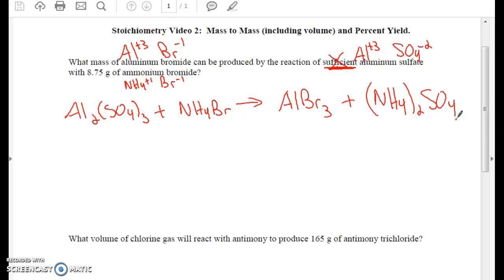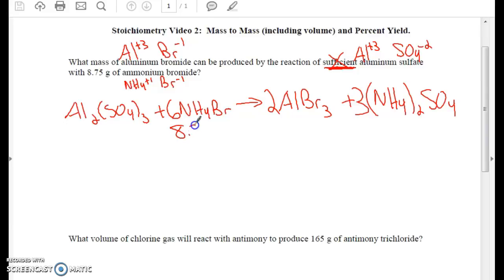This one sometimes tricks people a little bit, depending on what you start with. I'm going to start off with the aluminum because I think that will work well. You have 2 aluminums on the left, so you put a 2 on the right. Now that gives you 6 bromine, so you put a 6 there. Now that gives you 6 ammonium. Here you have 2, so I'm going to put a 3 in front of that, and that also balances out the sulfates because there's 3 on each side. If you started off with something other than aluminum, the process would be a little different, but you should still get the same answer.